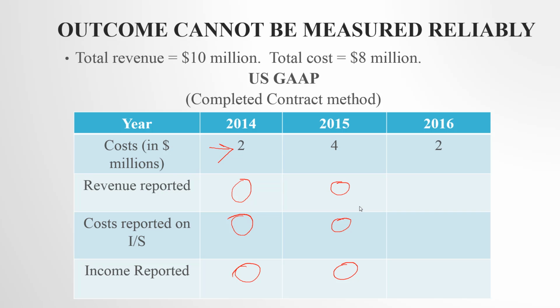For the final year, when the contract has been completed, we report $10 million, the entire revenue. We report $8 million, the total costs. And then we report 10 minus 8 equals $2 million in income. And then the balance sheet account will be eliminated.